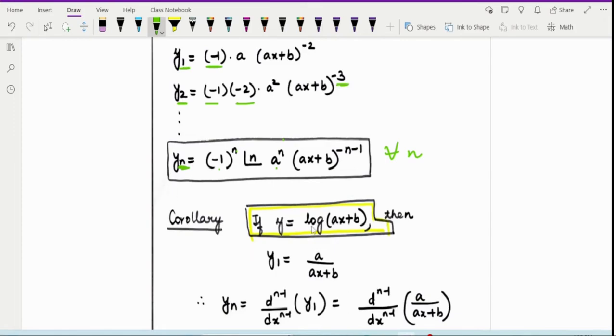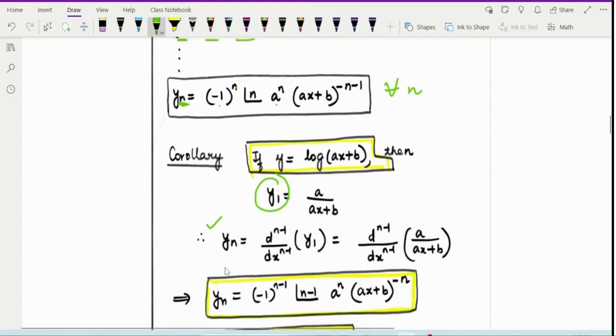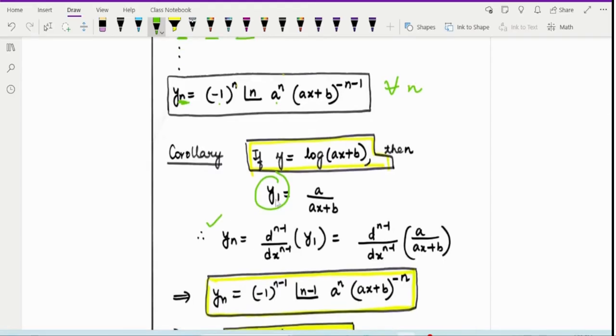Suppose you have y as log of ax plus b, then its first order derivative is nothing but a upon ax plus b, because it's going to be 1 upon ax plus b into a. So the first order derivative of log ax plus b is a upon ax plus b. So the nth order derivative of log ax plus b will be the n minus 1th derivative of the first derivative. That's how we define the nth derivative.